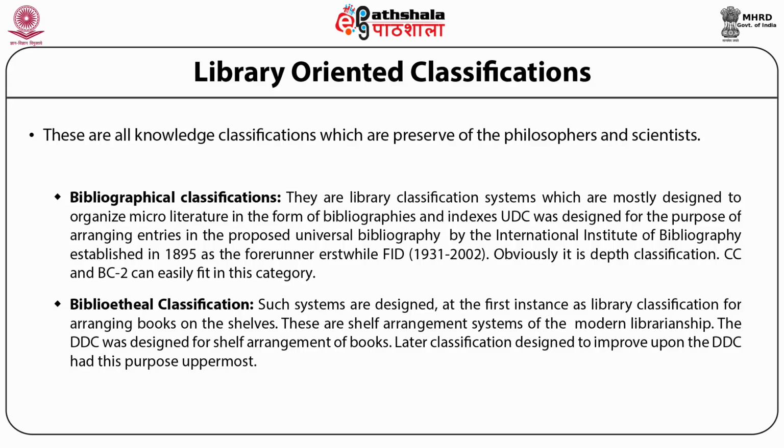Such systems are designed in the first instance as library classifications or shelf arrangement systems in libraries. In modern librarianship, the DDC was the first such system, though all earlier systems, the so-called fixed location systems, were seen as shelf arrangement systems, because in those days classification was largely seen as a shelf arrangement system. It was not assigned any other role in the library other than grouping, or subjective grouping, of documents on the shelves for browsing and for collocation of subjects.